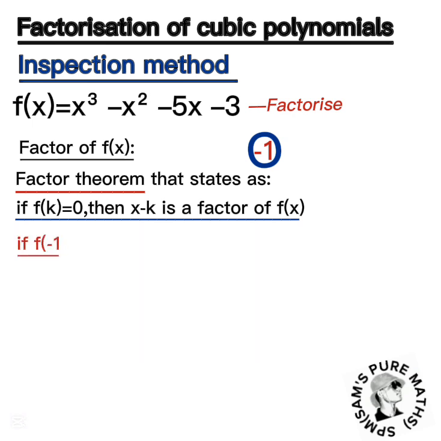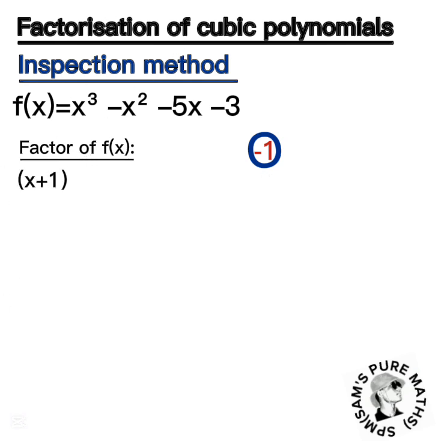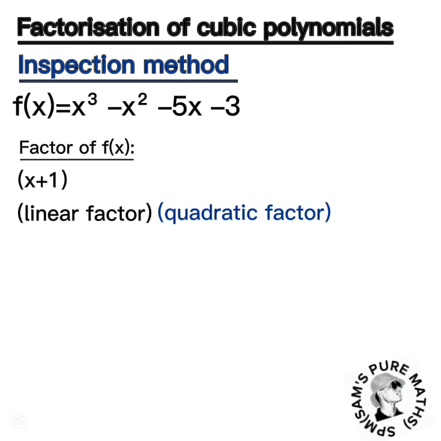Remember, negative 1 is the one that makes this cubic polynomial to be 0 when we substitute it. So if f of negative 1 is equal to 0, then x minus negative 1 is a factor of f of x. X minus negative 1 is the same as x plus 1. So x plus 1 is a factor of f of x. We are not done. Here we are factorizing a cubic polynomial. It's not a piece of cake. So I need you to note this. A cubic polynomial has two factors, a linear factor and a quadratic factor. We already found x plus 1 is our linear factor.